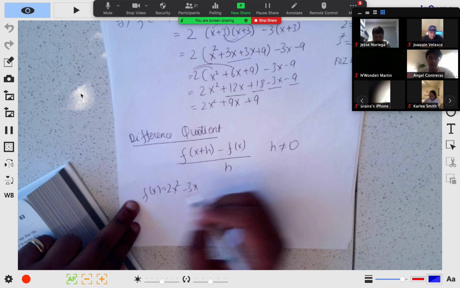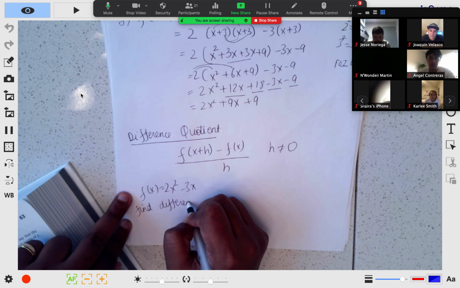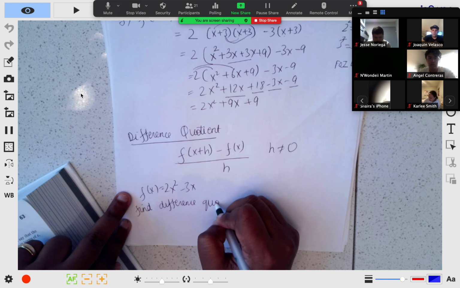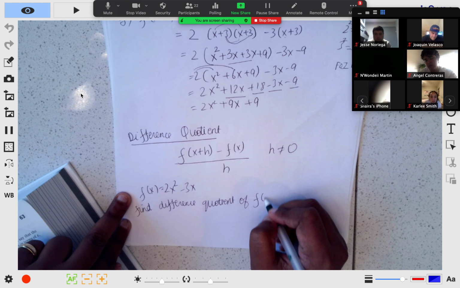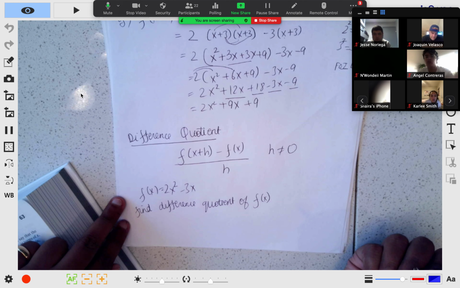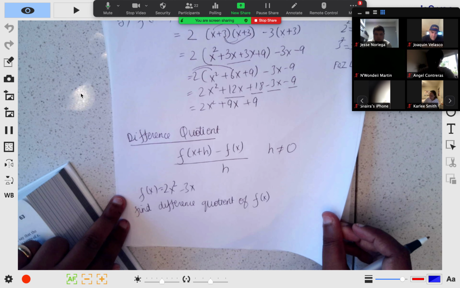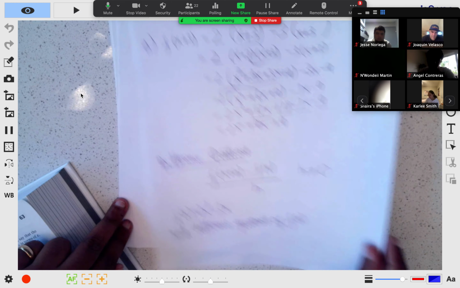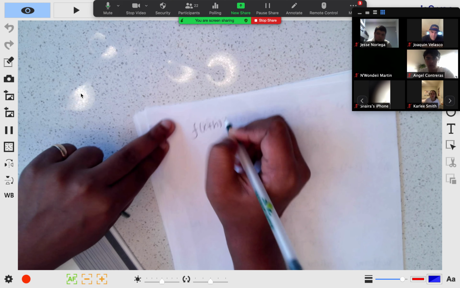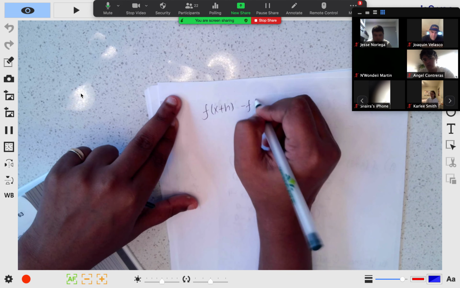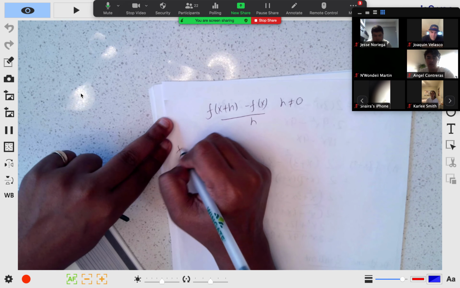Find the difference quotient of f of x. They want you to find the difference quotient of f of x. How do you do it? So the formula was, I'm going to write it here, f of x plus h minus f of x over h, and my h cannot be 0. Okay, and you're given f(x) is equal to 2x squared minus 3x.